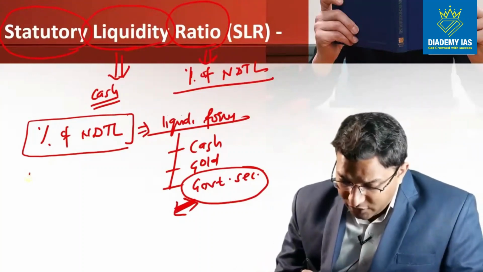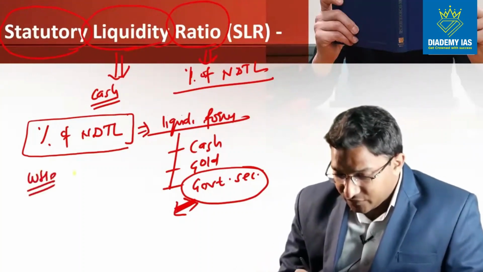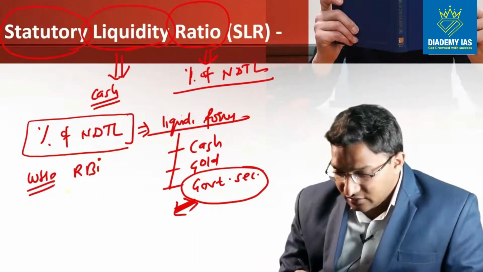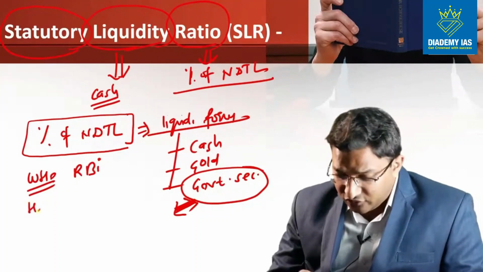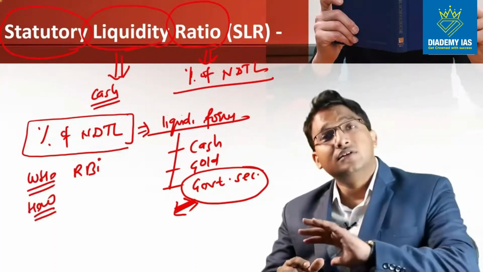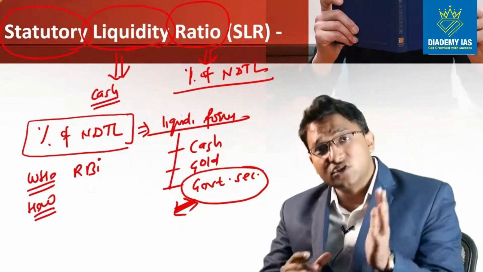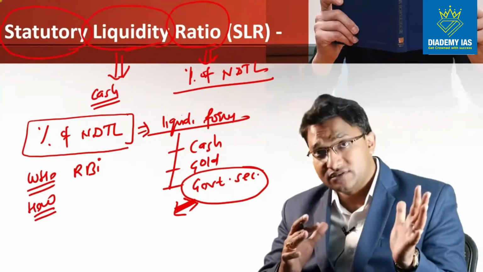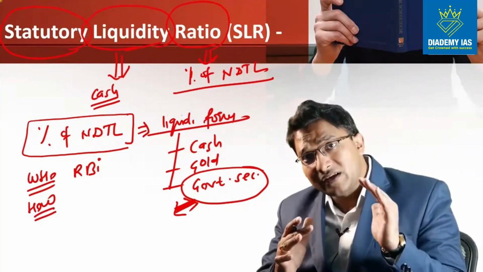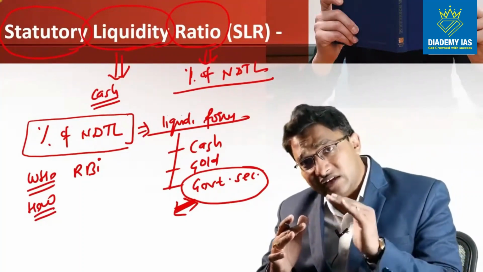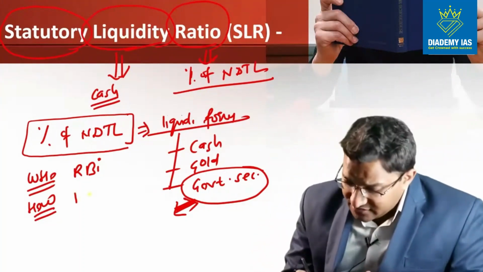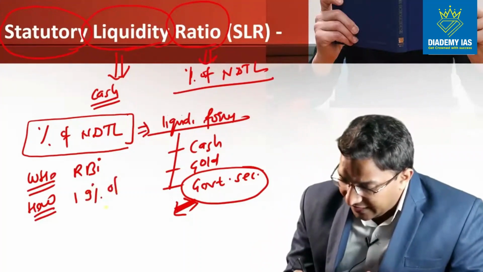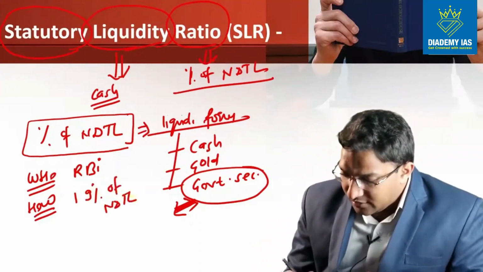Now who decides the rate of SLR? It is the RBI. Then how much is the percentage of SLR? Earlier, before the 1990s, it used to be more than 35%. It is coming down slowly. After 1997, it came down to around 25%, and at present this is just 19% of the NDTL, right?